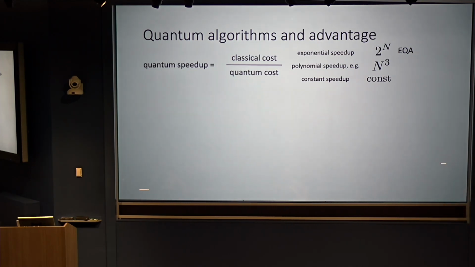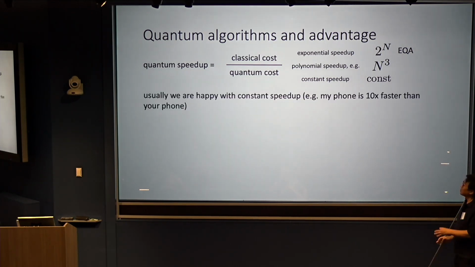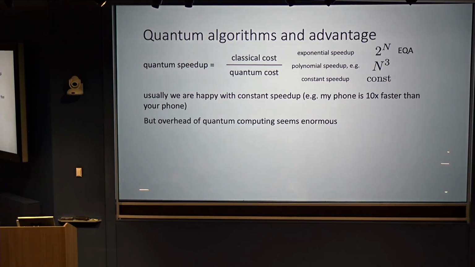Now, in our daily lives, actually constant speedup's pretty good, right? So like if I said my phone's 10 times faster than your phone, that's quite good, right? But in this realm, however, people generally don't focus on this end of the spectrum, but mainly on this top end of the spectrum, like exponential speedup. And the reason for this is because, relative to classical devices, quantum computing devices are very, very complicated. And the overhead of quantum computing is very, very large.